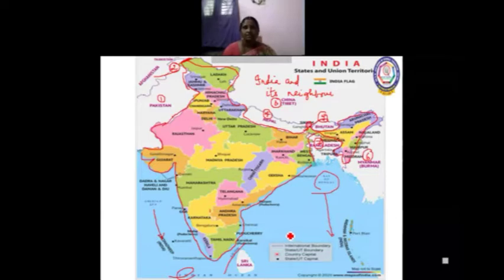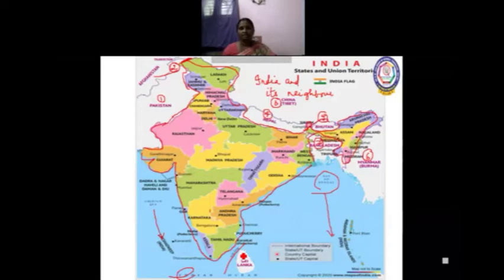Everyone understood? So as far as the northern part, that is the land boundary, where we have land, there we have Pakistan, Afghanistan, Nepal, China, Bhutan, Myanmar and Bangladesh. When we come to the southern part, we have 2 islands on either side of India. That is, in the Arabian Sea, we have Lakshadweep, and in the Bay of Bengal, we have Andaman and Nicobar Islands. And we have the immediate neighbor of India, that is Sri Lanka, which is separated by the Palk Strait and Gulf of Mannar.